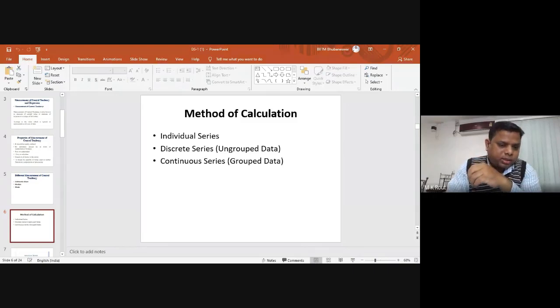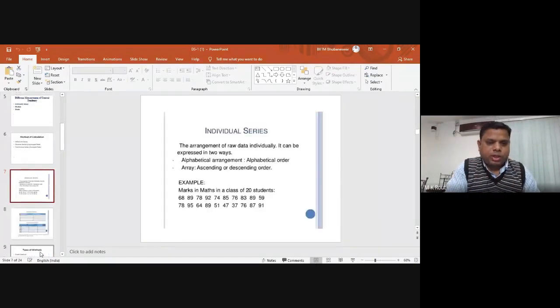Then moving to the first case, in case of your individual series data, these are the arrangement of raw data individually, and it can be expressed in two ways. That is, in alphabetical order, or in array, that is ascending or descending order. So here is the typical example of marks in mathematics in a class of 20 students. You can arrange either in ascending order, descending order, or alphabetical order.